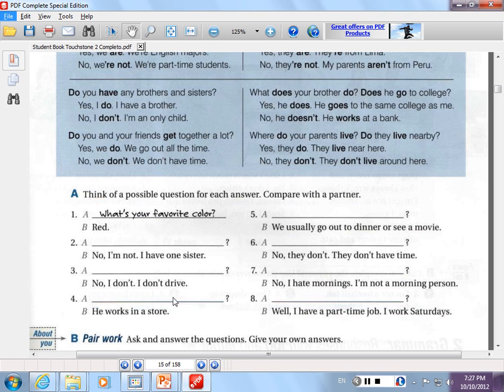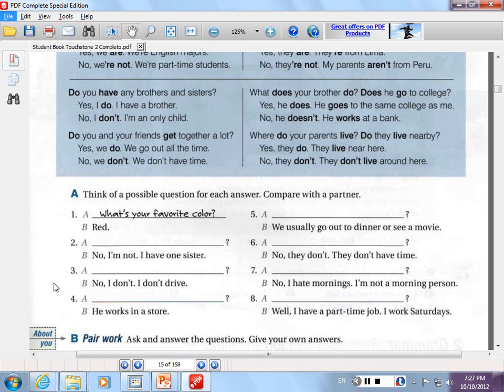The answer is no, I don't drive. Number 4: He works in a store. He works in a store. So this is not a yes/no question. This is an information question, so you should start with a WH word.